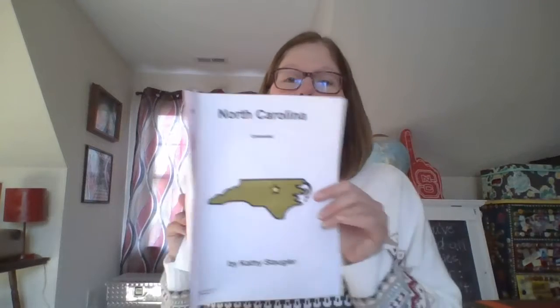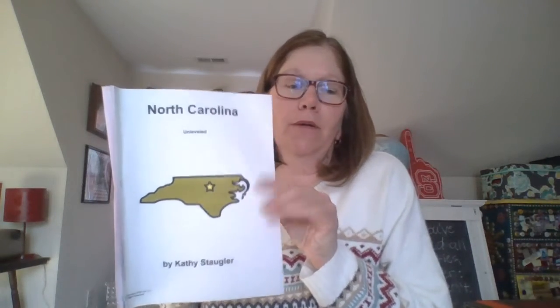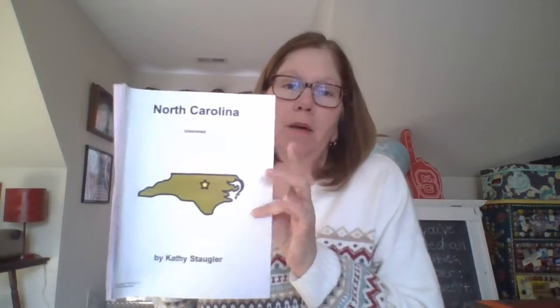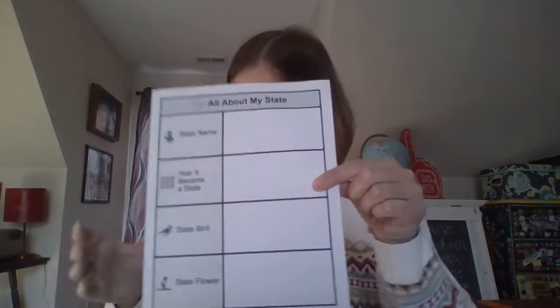Okay. So you should have read or listened to this story on my YouTube channel, or you may have a copy. You should have a copy of this book in your paper packet. Okay, so first, state name. What's the name of our state? It's North Carolina. If you ever forget any of these things, you can go back to that book I just showed you and look it up.